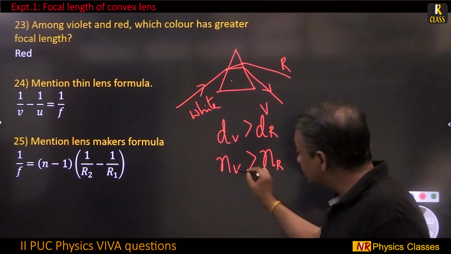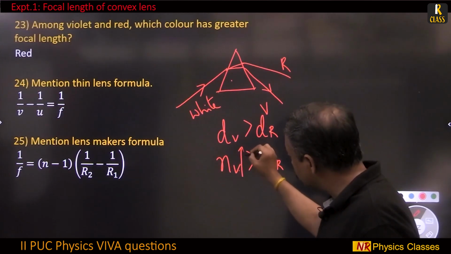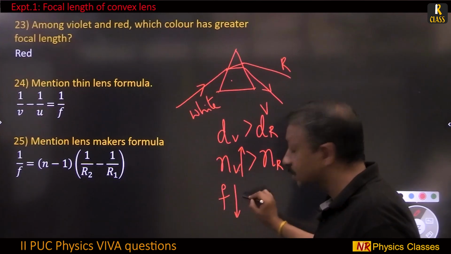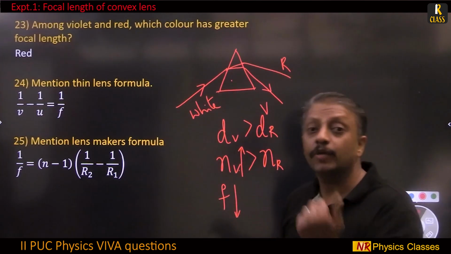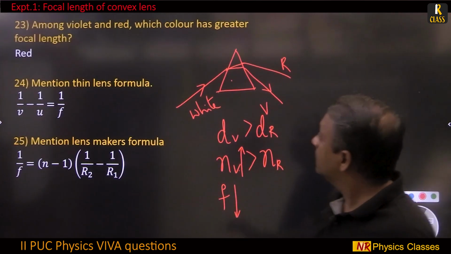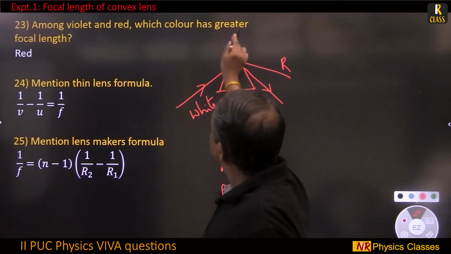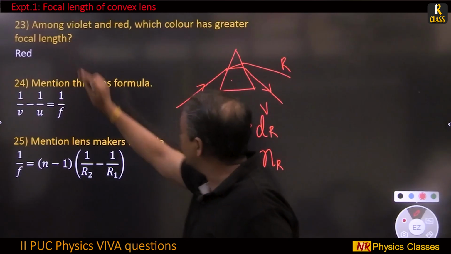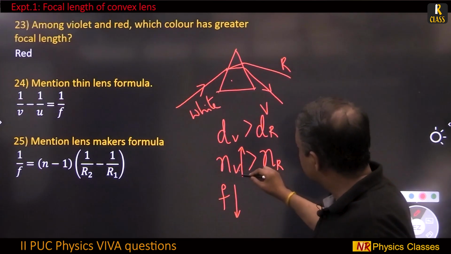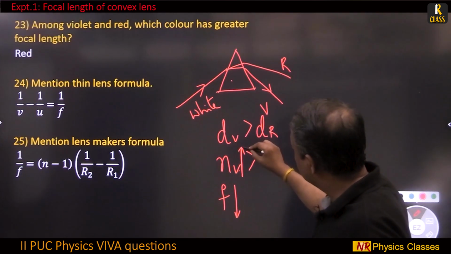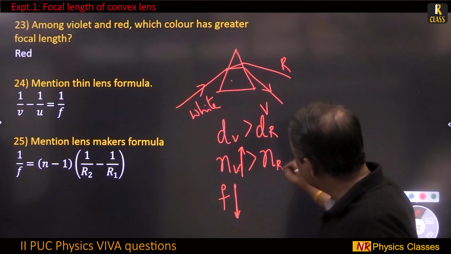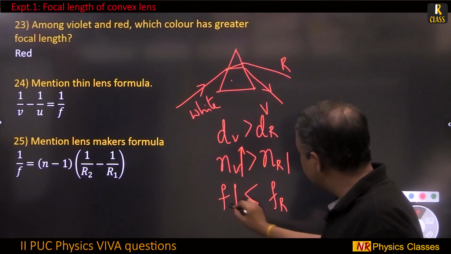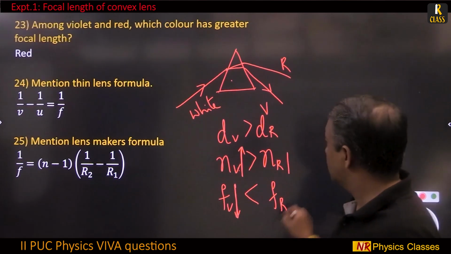If refractive index of the material for violet is more, then focal length of the violet is less. Focal length of the lens for violet is less. Which color has the greater focal length? Violet, refractive index is more, focal length is less. Red, focal length is more. Focal length of red greater than focal length of violet. Red.